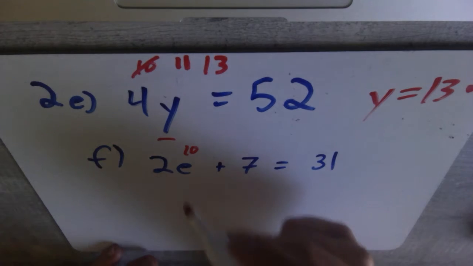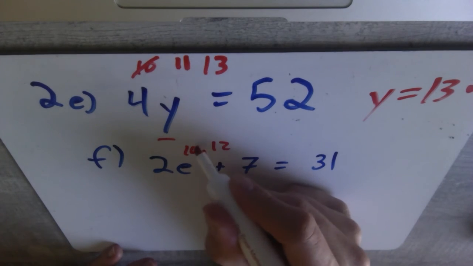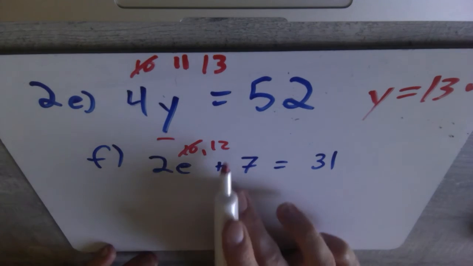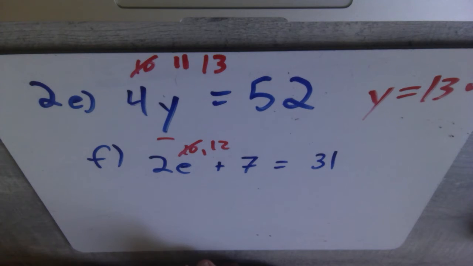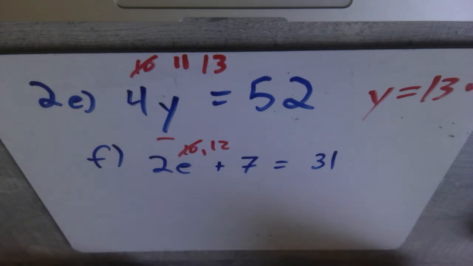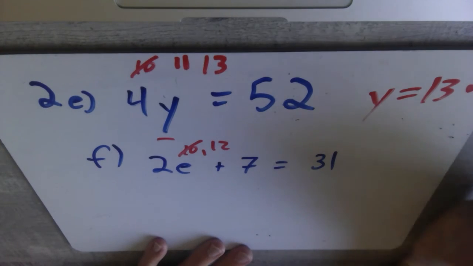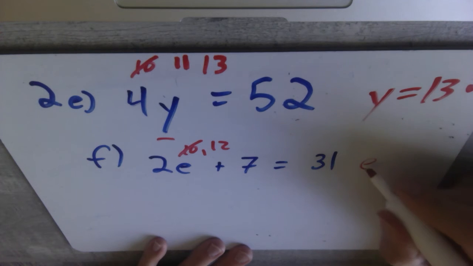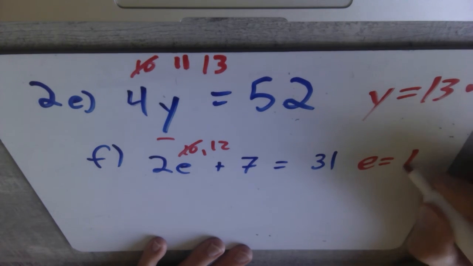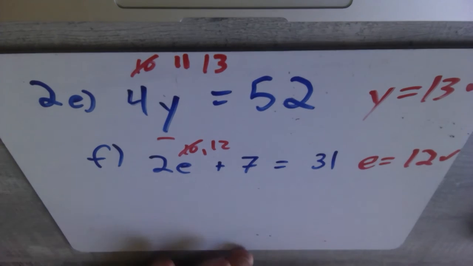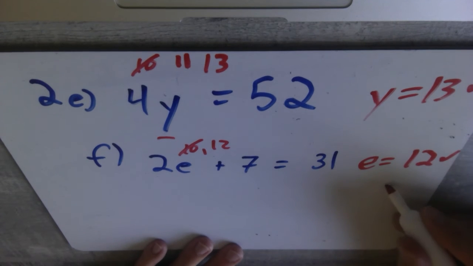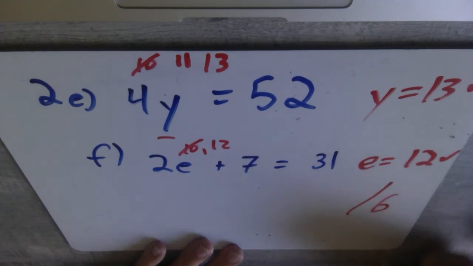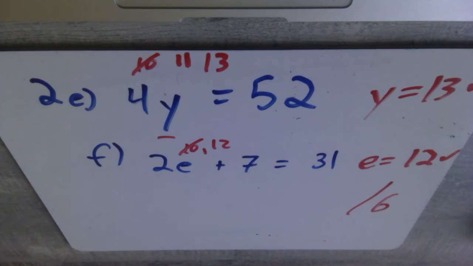I need to go up a little bit more. Let's try a 12. 10 didn't work. 2 multiplied by 12 gives me 24, plus 7 will give me 31. So e equals 12. Okay, so your total there in question number 2, give yourself a total out of 6 marks. There's 1 mark there for each question.